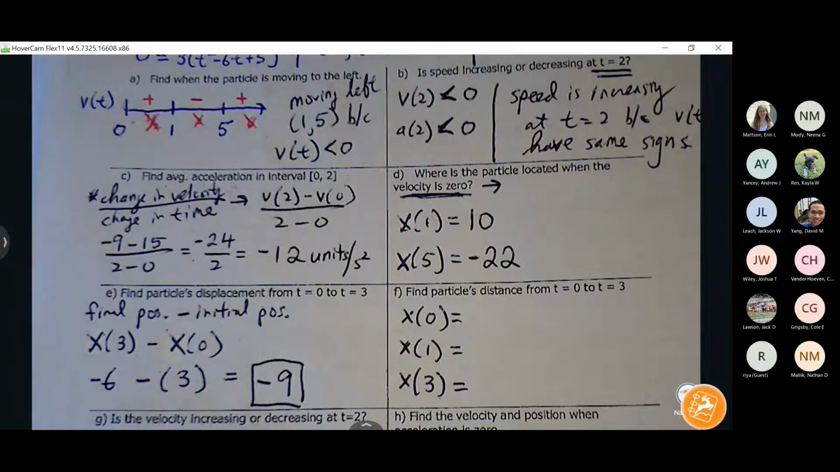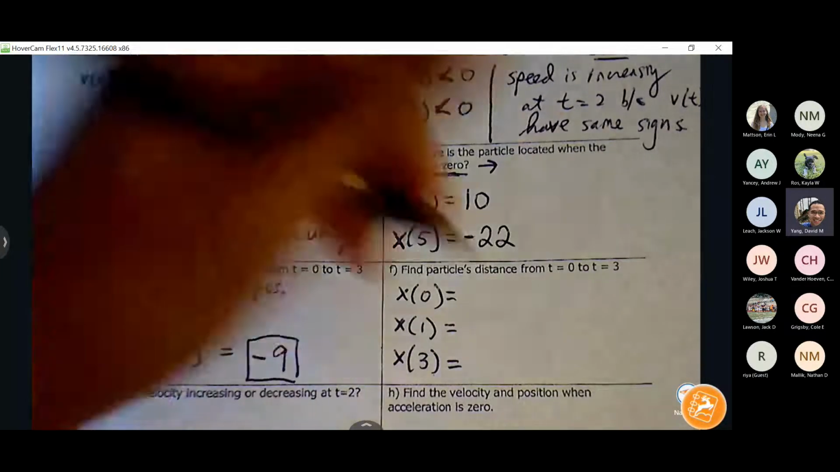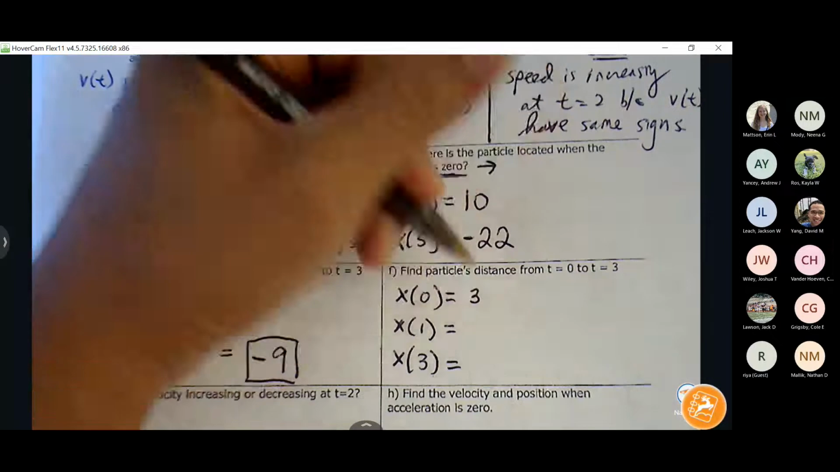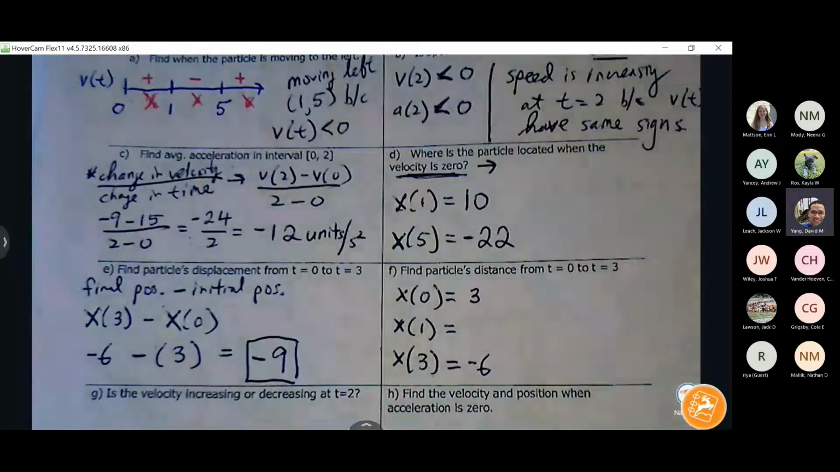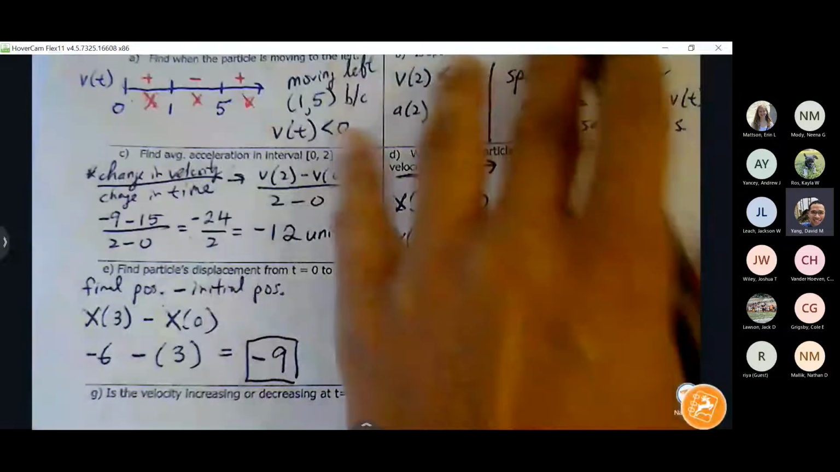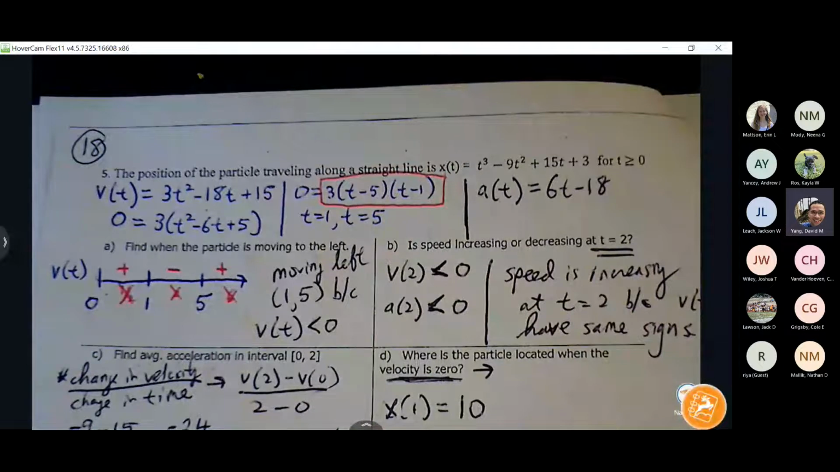So we have information from before, right? X of 0 is 3. X of 3 is negative 6. So now we need to find the position of the particle at 1. So insert 1 into the position function. 1 minus 9, negative 8 plus 15, 7 plus 3 is 10.